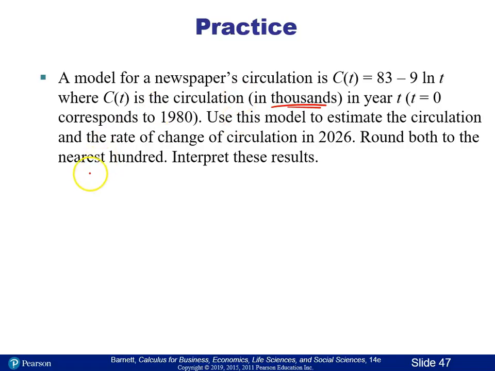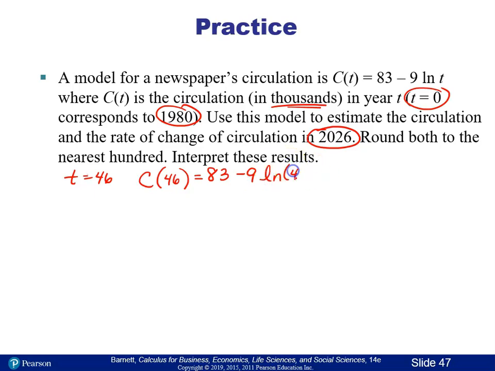Okay, so the circulation itself is just going to be, if t equals 0 is 1980, then the difference between 1980 and 2026 is going to be 46 years. Just subtract those. So we need to figure out the circulation after 46 years. So that'll be 83 minus 9 times the natural log of 46. So 48.5. So basically that's in thousands. So 48,500 is going to be the newspaper circulation.